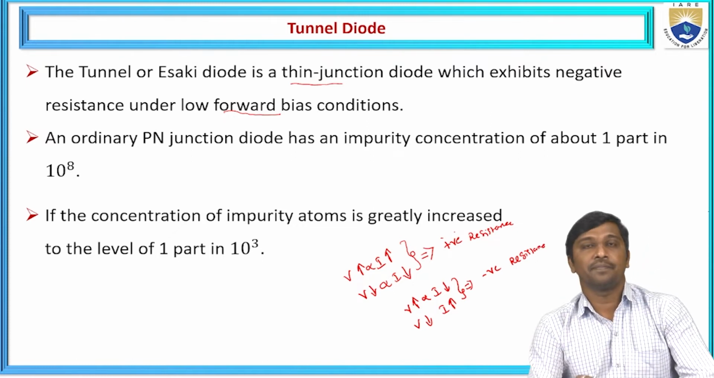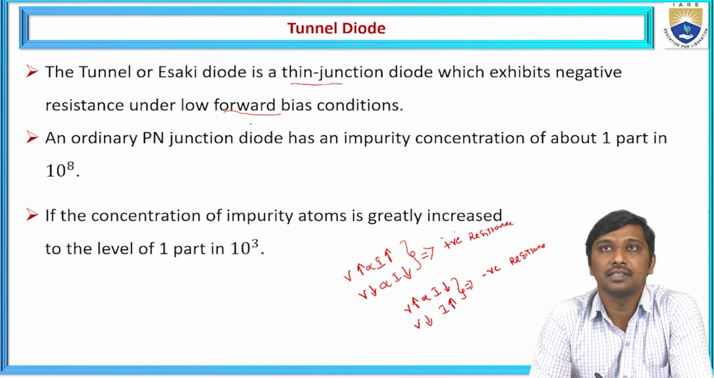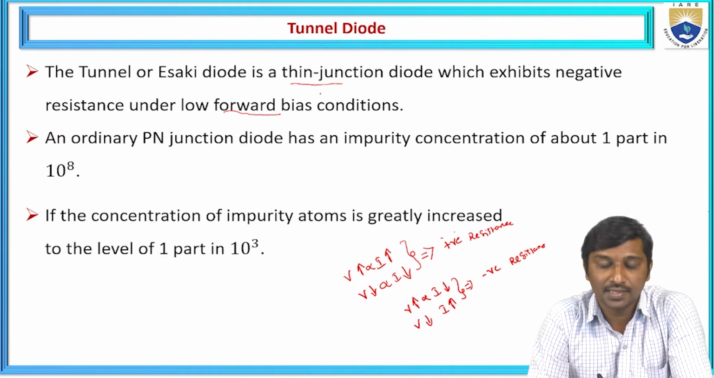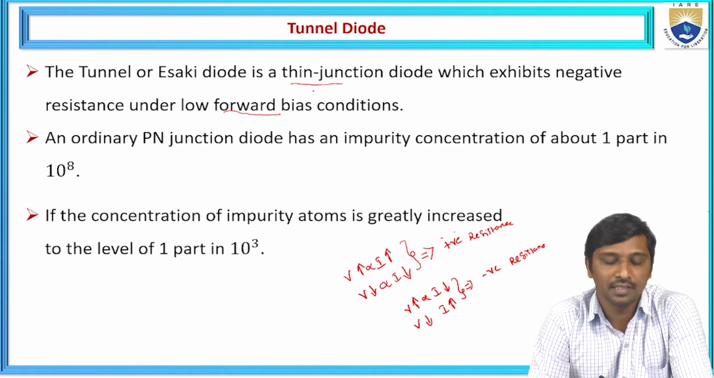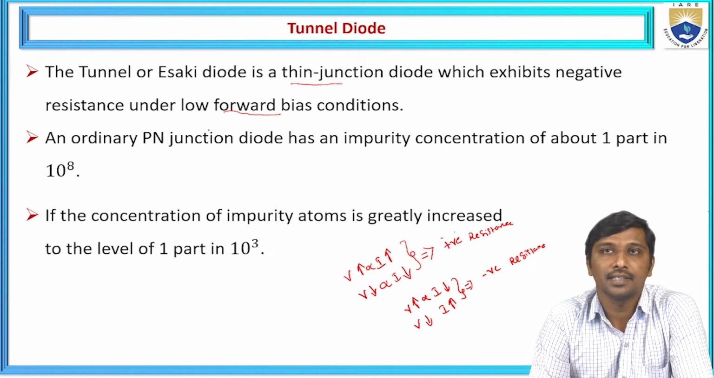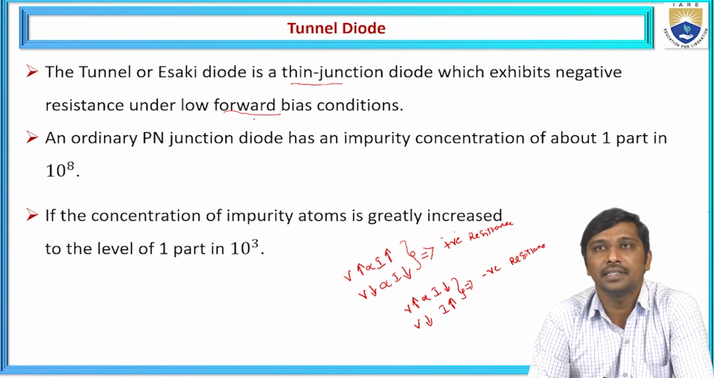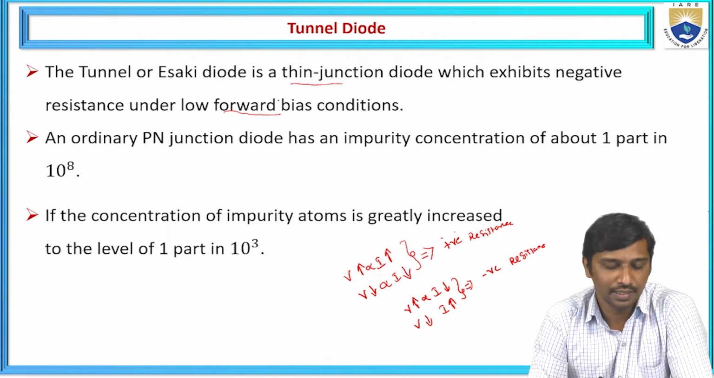So we will see in the characteristics of a tunnel diode how it satisfies this thin junction and how it exhibits this negative resistance under forward bias conditions. But what is the difference between a normal PN junction diode and the tunnel diode?